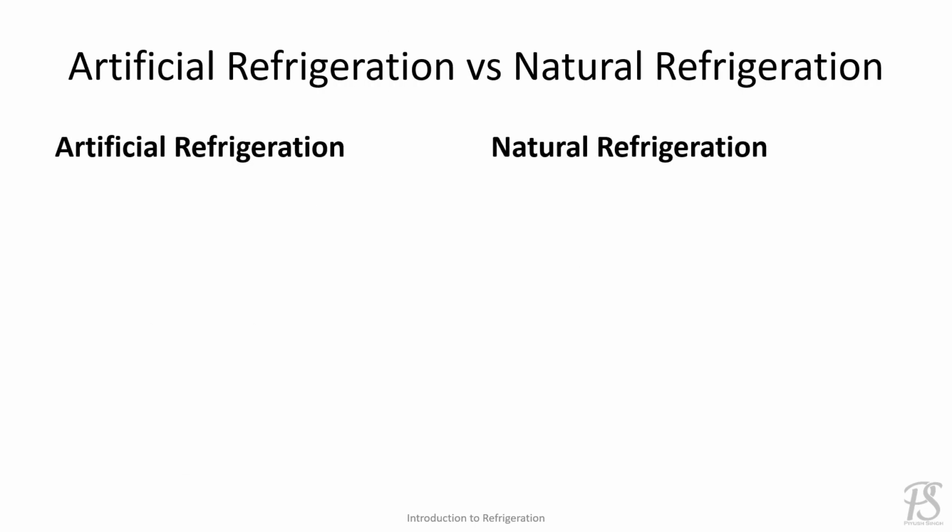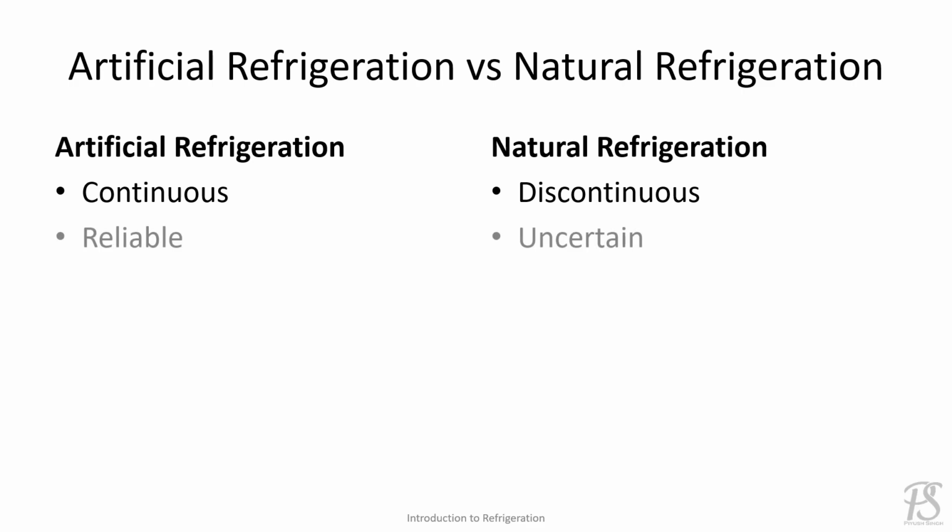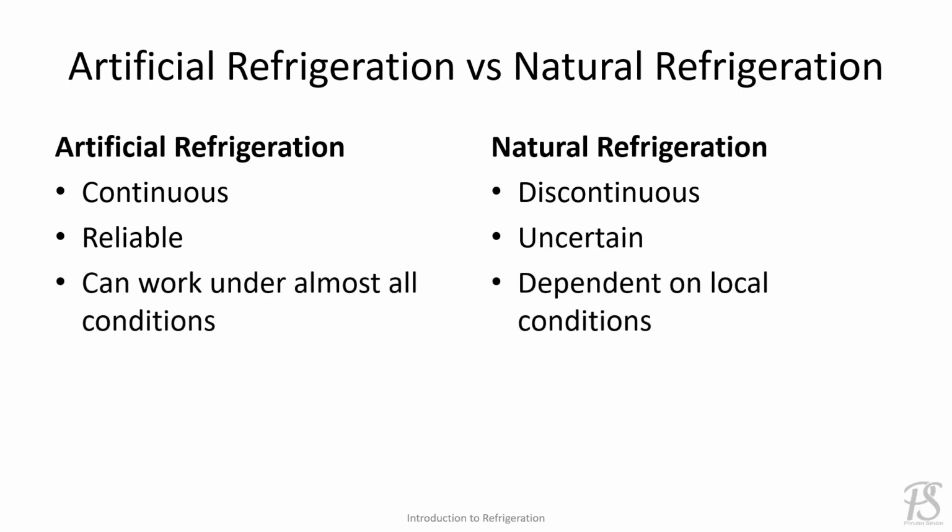Let us now compare artificial refrigeration with natural refrigeration. Artificial refrigeration methods are continuous, whereas natural refrigeration techniques are discontinuous. Artificial refrigeration techniques are more reliable compared to natural refrigeration, which are uncertain due to dependence on local conditions and environmental conditions. Artificial refrigeration can work under almost all conditions, but natural refrigeration depends on local conditions.